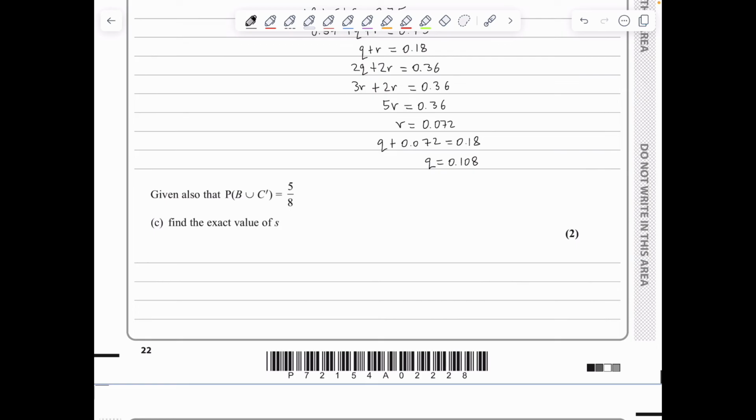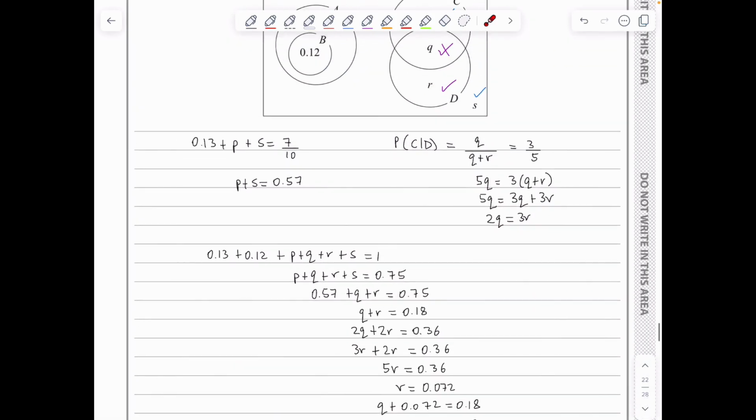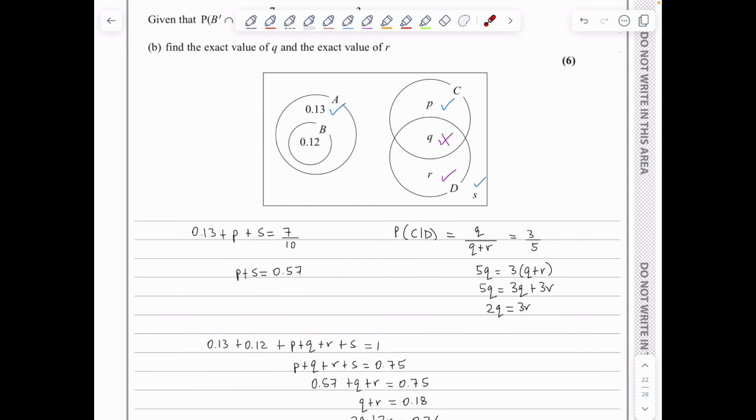Given also that the probability of B union C dash is 5 over 8, we need to find the exact value of S. Well, let's look at the Venn diagram. We've got the probability of B union C dash. So I'm in B or outside of C. So I'm here, and outside of C is this, and this.